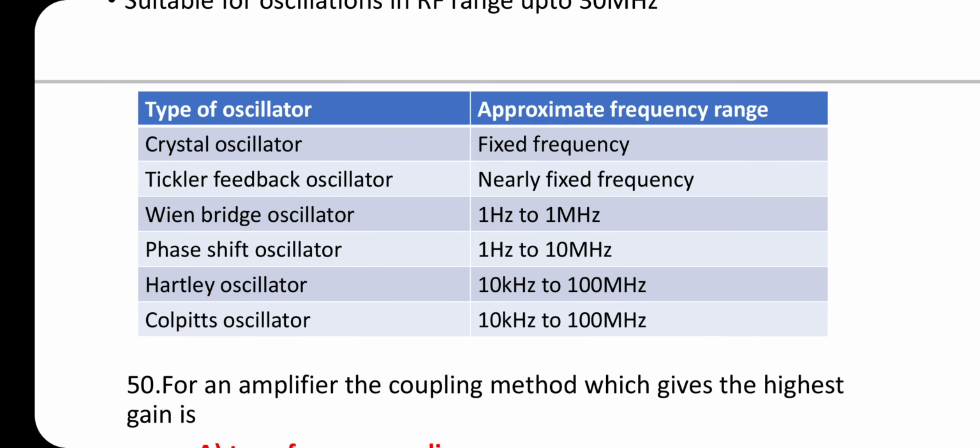Some extra points about the oscillator. That is type of oscillator and approximate frequency range. For crystal oscillator, the approximate frequency range is fixed frequency. For Tickler feedback oscillator, approximate frequency range is nearly fixed frequency. For Wien bridge oscillator, approximate frequency range is 1 Hz to 1 MHz. For phase shift oscillator, the approximate frequency range is 1 Hz to 10 MHz. For a Hartley oscillator, the approximate frequency range is 10 kHz to 100 MHz. Colpitts oscillator, the approximate frequency range is 10 kHz to 100 MHz.